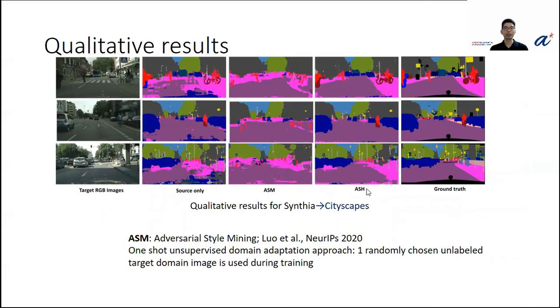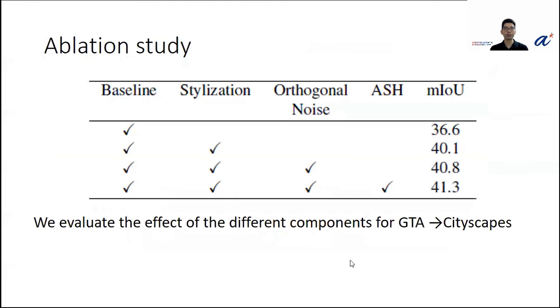Our qualitative results also demonstrate superior performance with ASM, which is a one-shot unsupervised domain adaptation approach. Our ablation study also demonstrates that the stylization and orthogonal noise, together with ASH, improve the performance of the model.